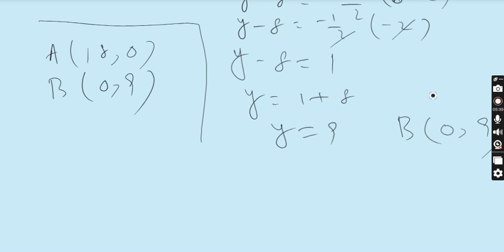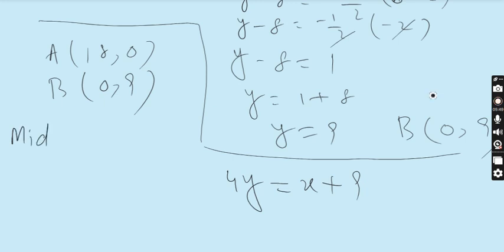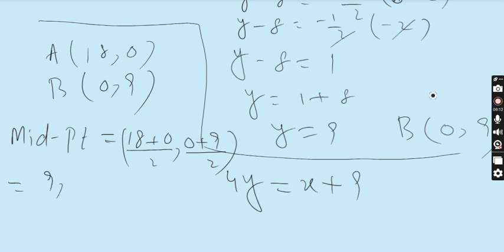4y is equal to x plus 9. So midpoint means the midpoint of AB is (x1 plus x2 upon 2, comma, y1 plus y2 upon 2). So 18 upon 2 is 9, and 0 plus 9 upon 2 is 9 upon 2.